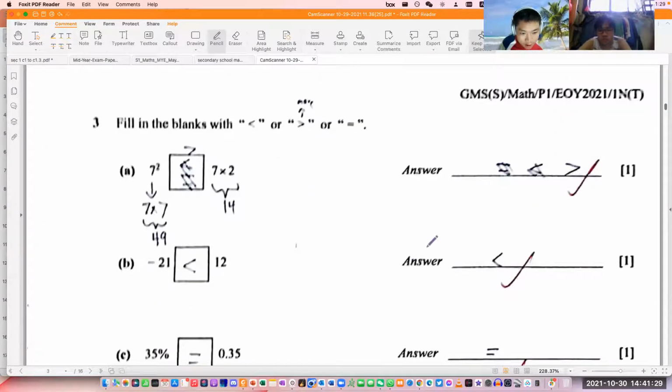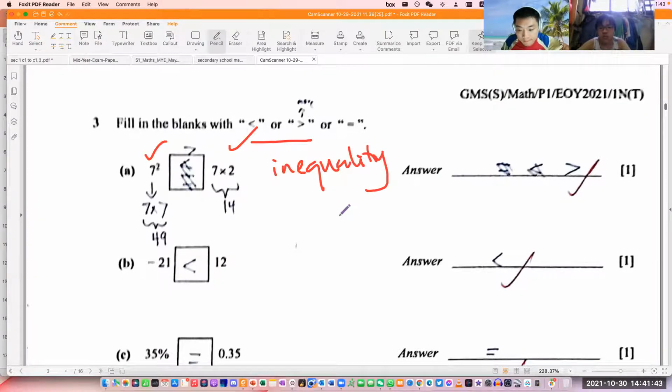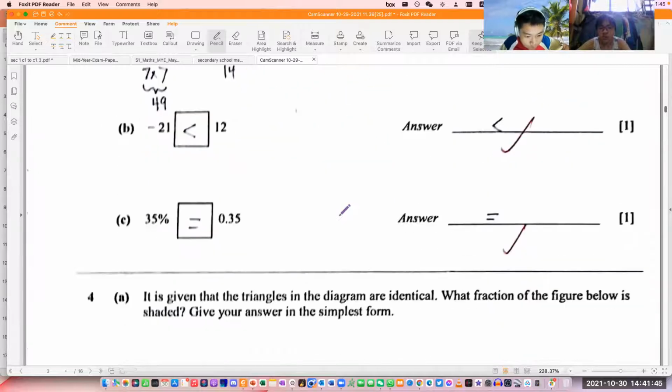Over here is still quite easy, because what you need to do is just find out the value here, then you just compare. By the way, this concept is called inequality. Okay? So far so good.